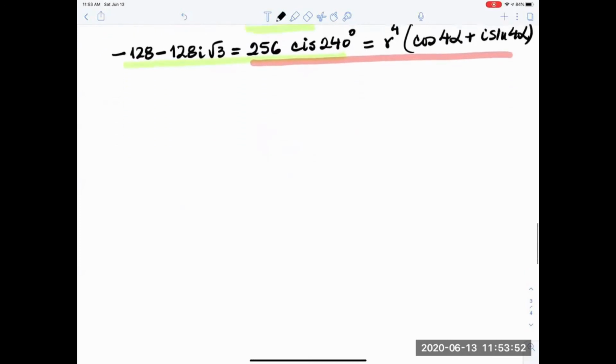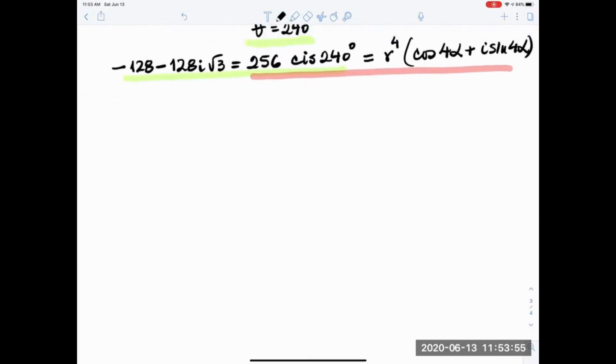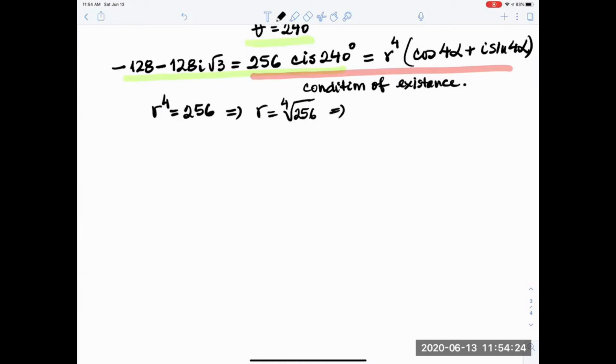So let's see what we get out of that. I'm going to put this here, condition of existence. That means my r to the fourth must be equal to 256 for the new number. And that means r is the root of order 4 of 256, and you know that is 4. Okay, so we got that. And then what else do we get?